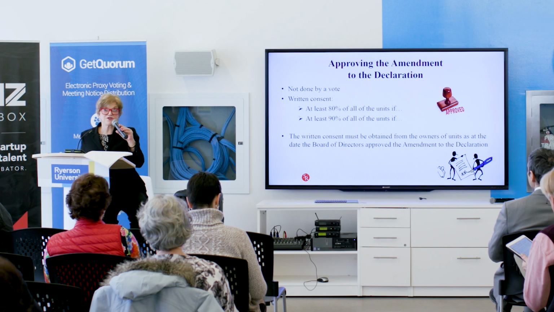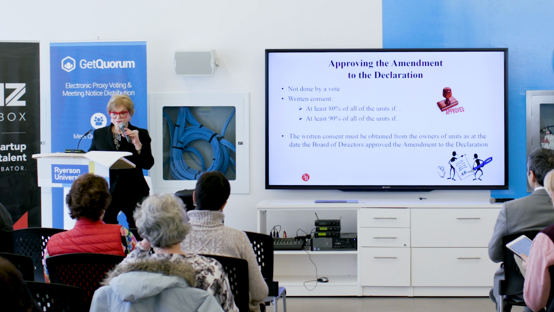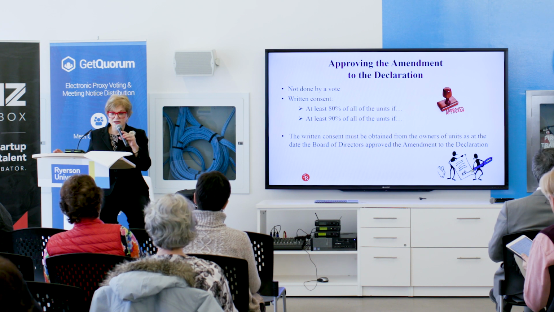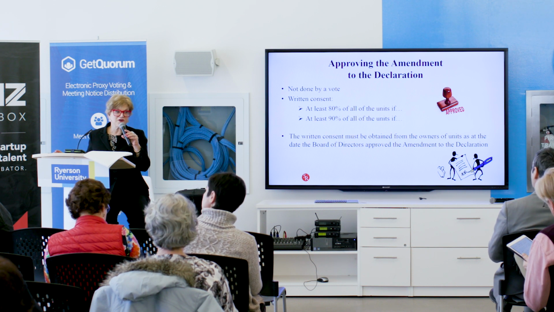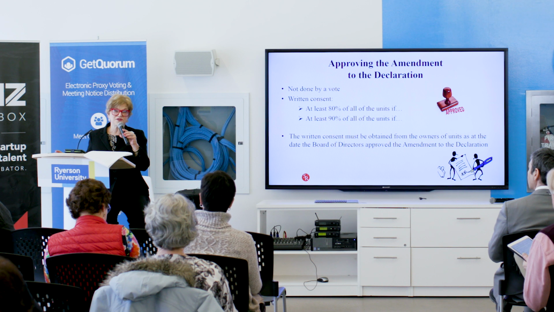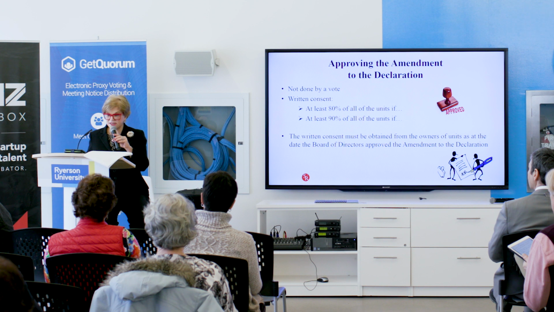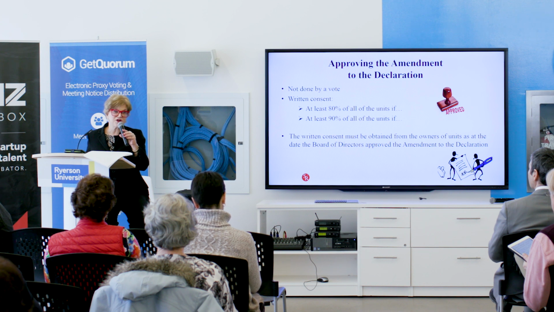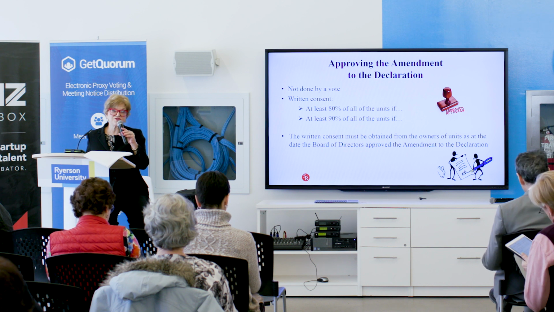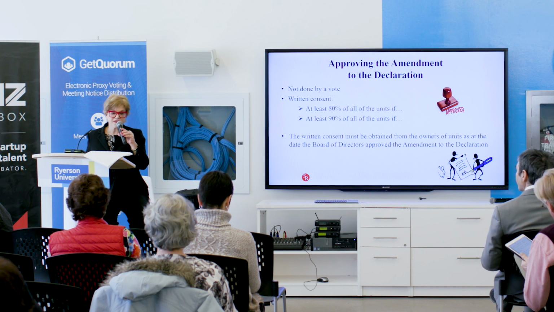So, if you want to do an amendment by consent, you need 90% consent of all of the owners of all of the units. So if you have 100 units, you need 90 of them to sign a written consent when you're doing the following: changing the percentage of contributions of common expenses, changing the percentage interest in the common elements in Schedule D of the declaration.